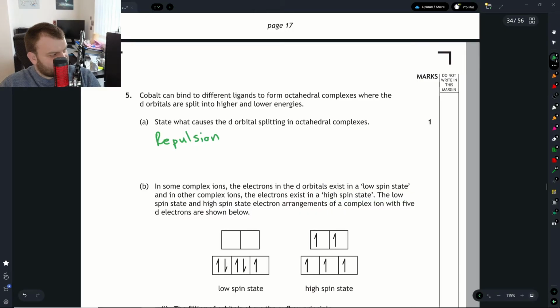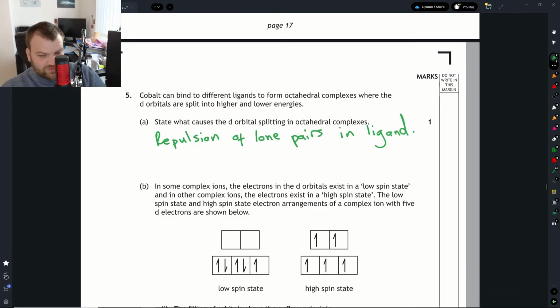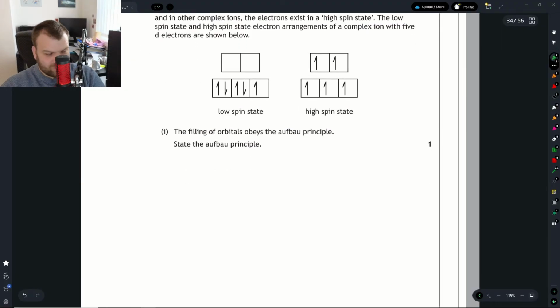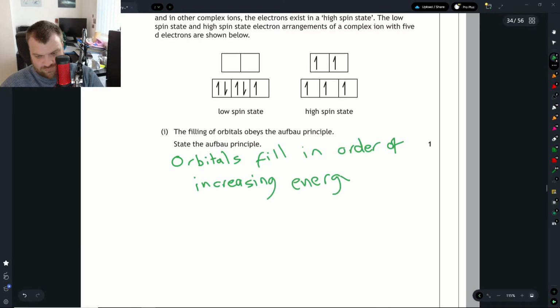Splitting is caused by repulsion of the lone pairs and ligand. And those lone pairs are the non-bonding electrons, and they would cause that splitting in the complex. Next up, we've got Aufbau principle. One of a few principles we need to be aware of. Orbitals fill in order of increasing energy. What that means is that we want to have electrons in the bottom before we go to the top. We don't start top down.